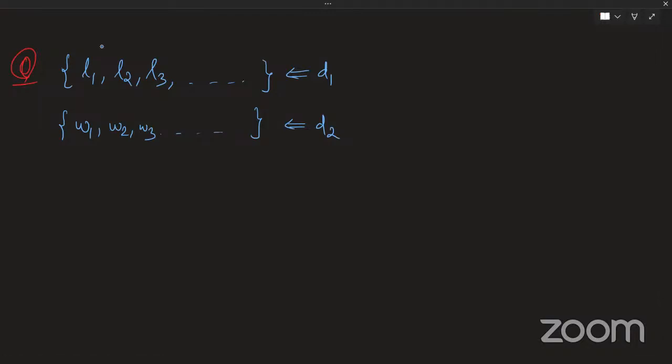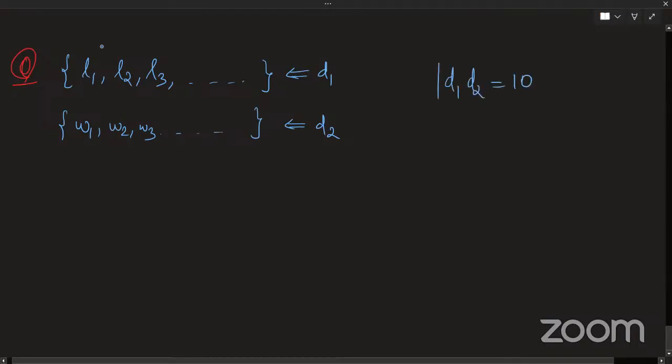So there are two APs. The first common difference is D1. The second common difference is D2. And I am telling you that D1 multiplied by D2 is equal to 10. Fine?